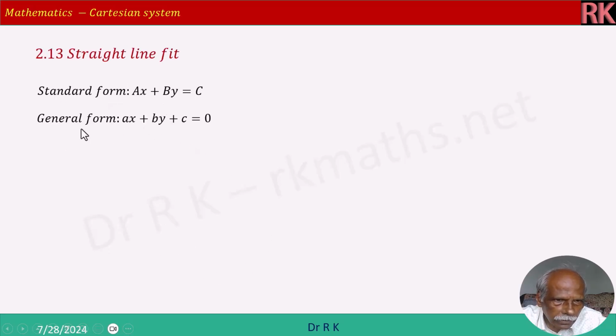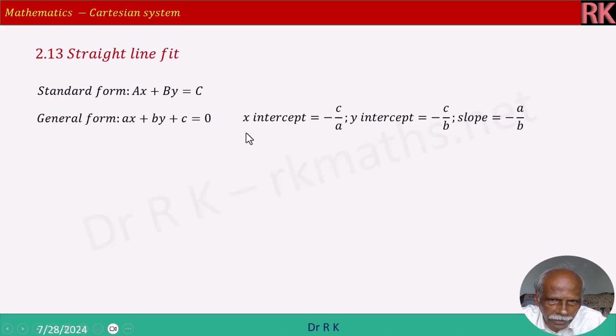Standard form, general form: x-intercept, y-intercept and slope are given. X-intercept is minus c by a, y-intercept is minus c by b, slope is equal to minus a by b. For all the intercepts and slopes, a negative sign is used. c is used for both intercepts, and a and b are used in the same order, a by b. The x-intercept is obtained using a, and the y-intercept is obtained using b. Y-intercept is minus c by b. X-intercept is minus c by a.